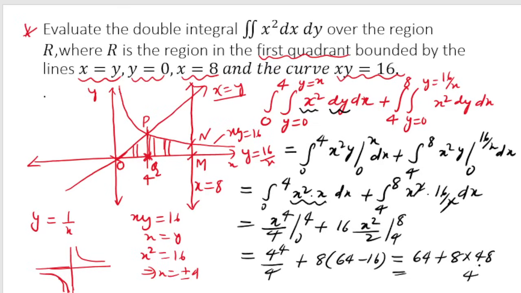So let me calculate. 8 into 8, 64, and you can calculate it like this. 40 into 8 is 320 and 64. So 384 plus 64. So how much is that? 448. So we get the answer, that is 448. Okay.